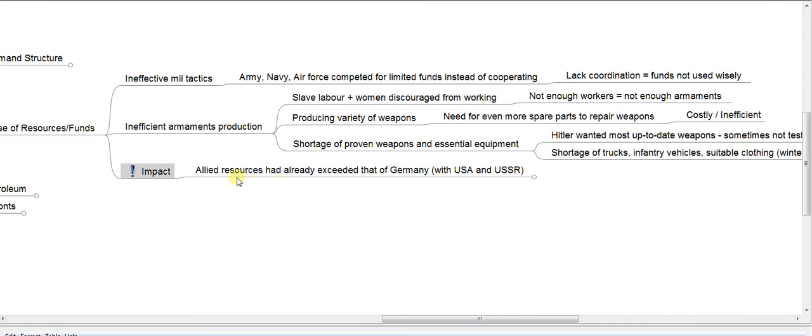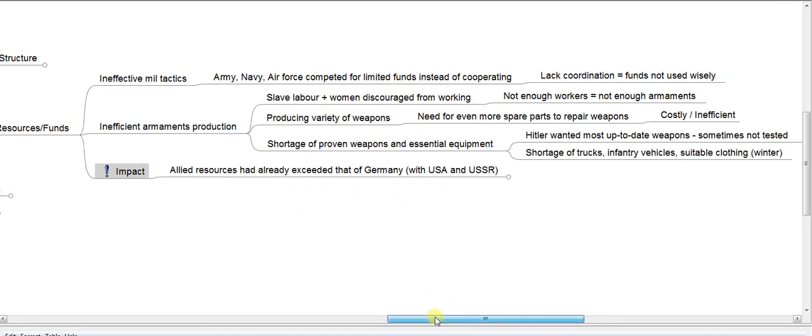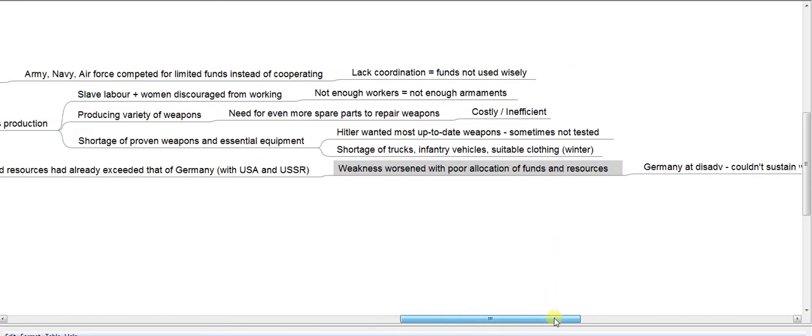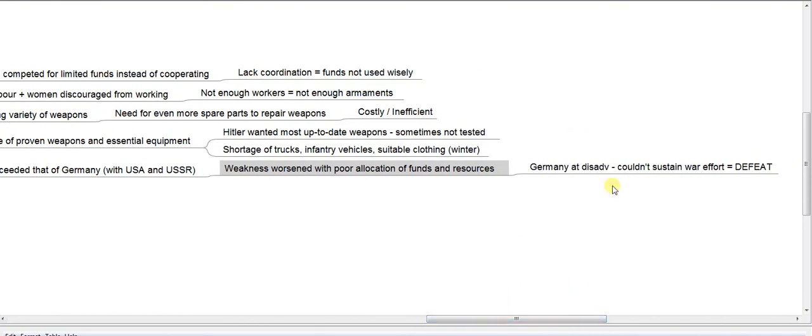The Allied resources had already exceeded that of Germany because the USA and the USSR had joined the Allied forces, and therefore, if you combine all the Allied resources, they had already enjoyed more resources than Germany. And basically, the German weakness was worsened by this poor allocation of funds and resources and this competition as well. And what happened was that Germany was placed at a massive disadvantage and therefore couldn't sustain its war effort, which led to its eventual defeat.